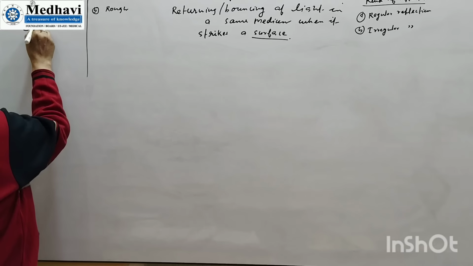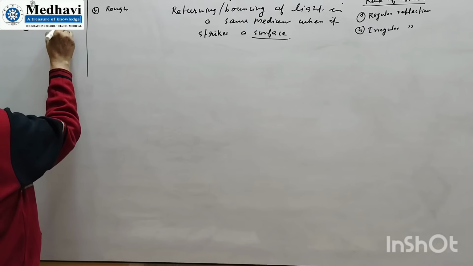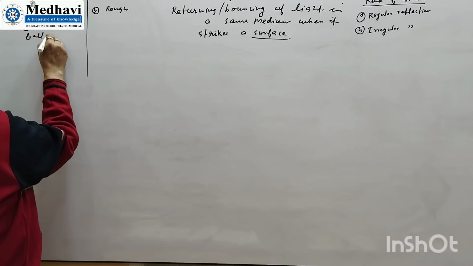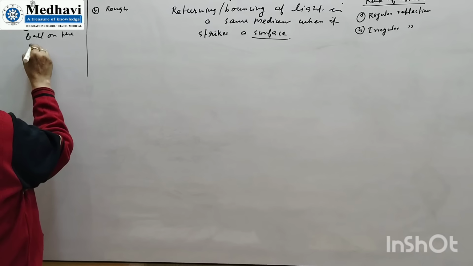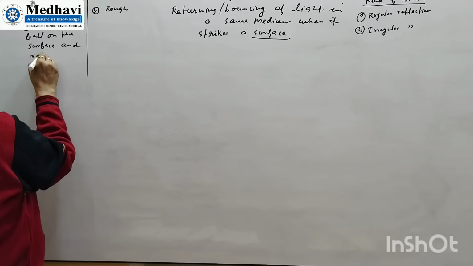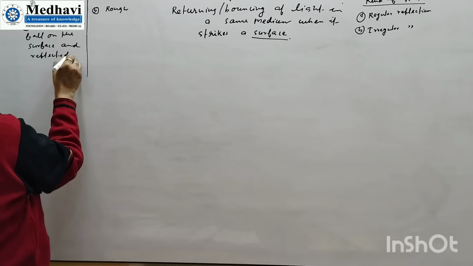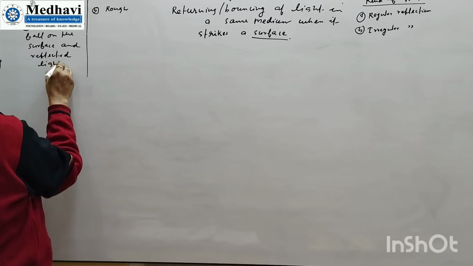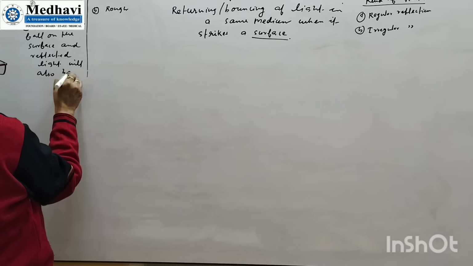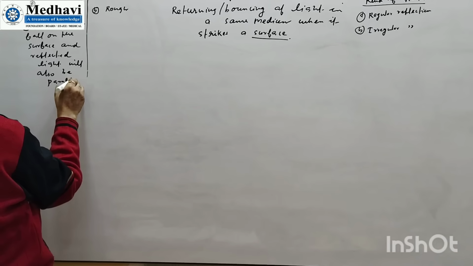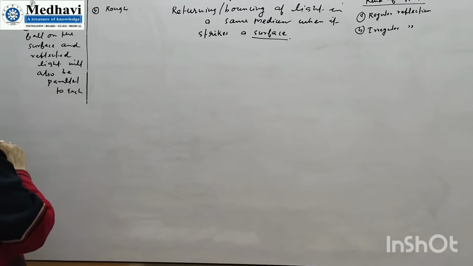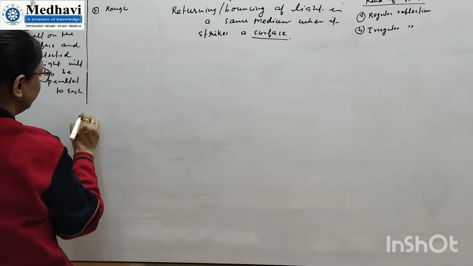Here, parallel light falls on the surface and the reflected light will also be parallel to each other. Very important point. This we can explain using a diagram.